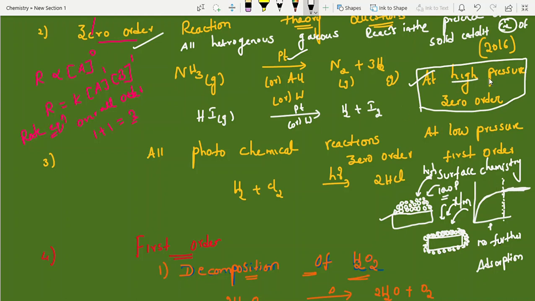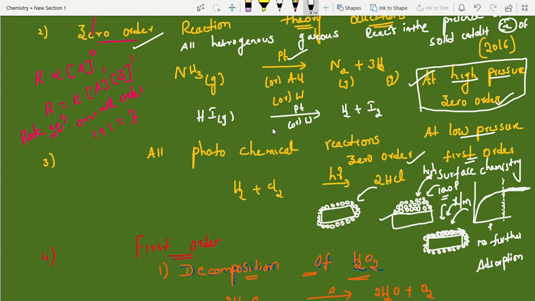So you can remember, finally, at high pressure only it falls under zero order reaction. At low pressure it falls under first order reaction. At low pressure, gaseous molecules are sent and get adsorbed on the surface, so adsorption increases, that's a straight line. At high pressure it is independent. Now next one, point 2. All photochemical reactions also fall under zero order reaction.